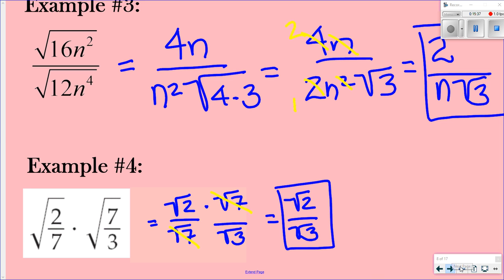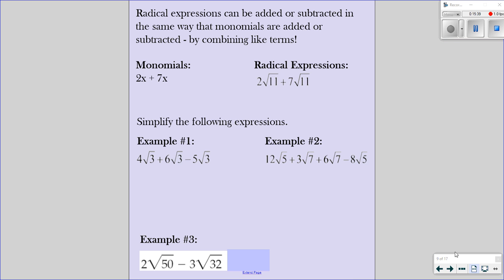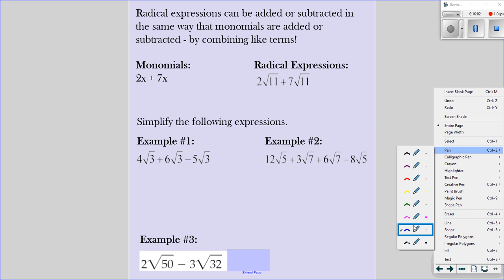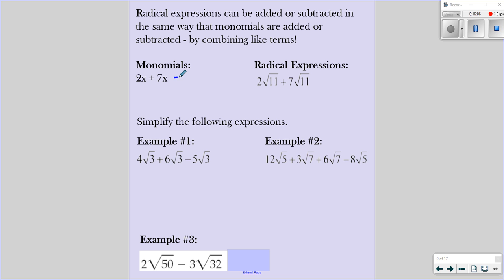Okay, next one. Radical expressions can be added or subtracted in the same way that monomials are added or subtracted, basically by combining like terms. So you see, we dealt with monomials in algebra, and basically when you have the same variables, you just add them. This would give you 9x.